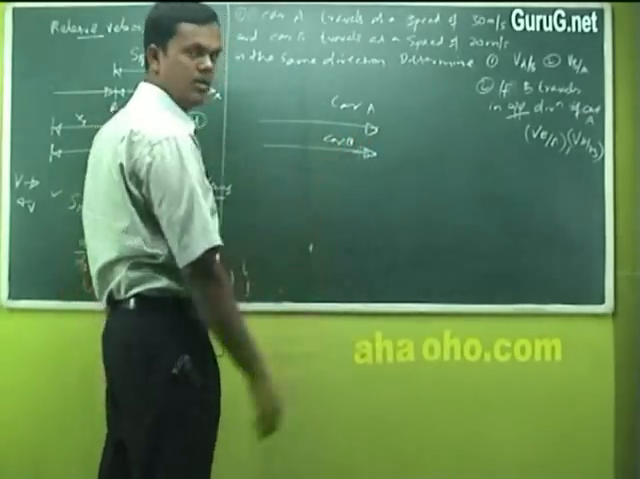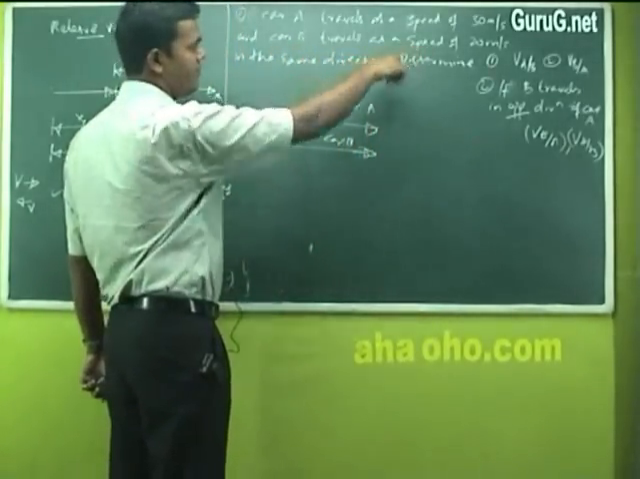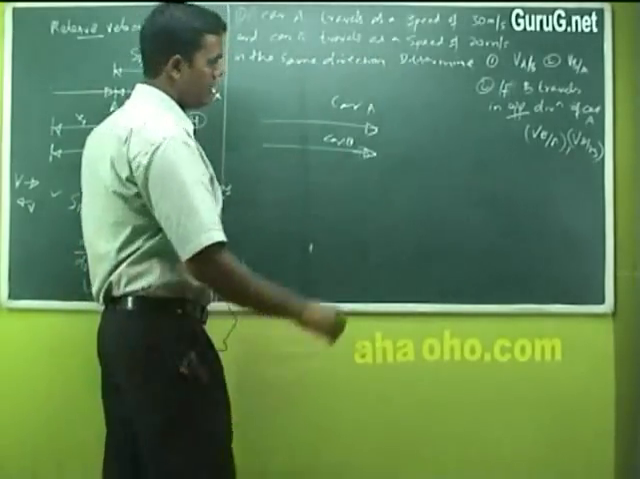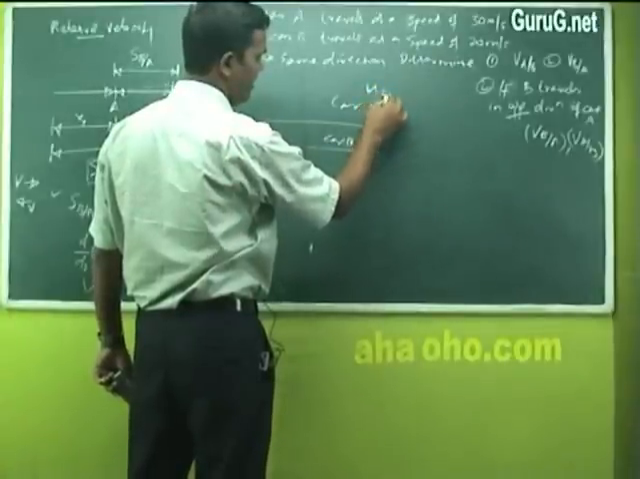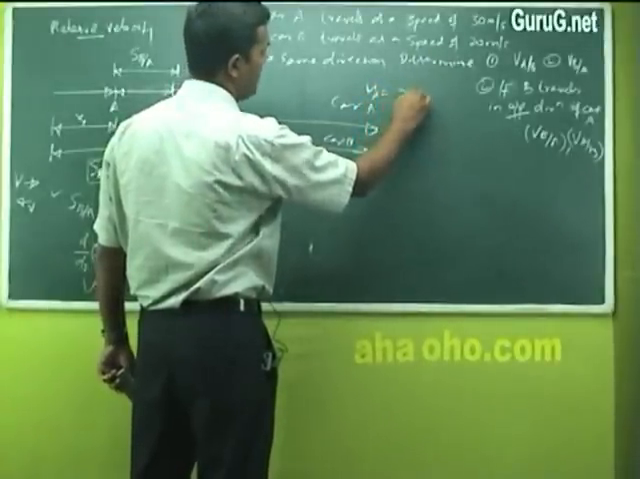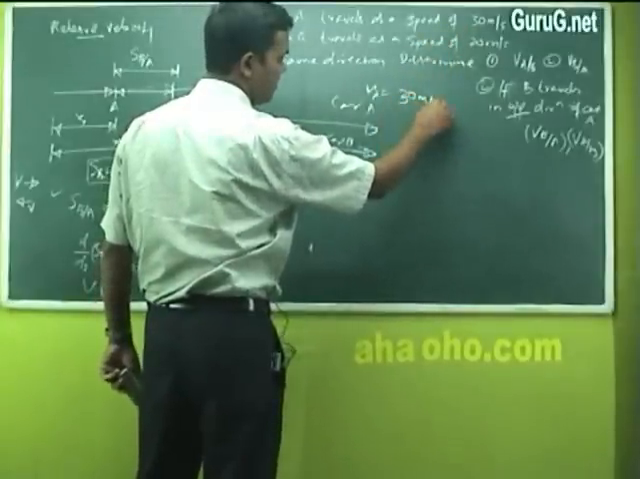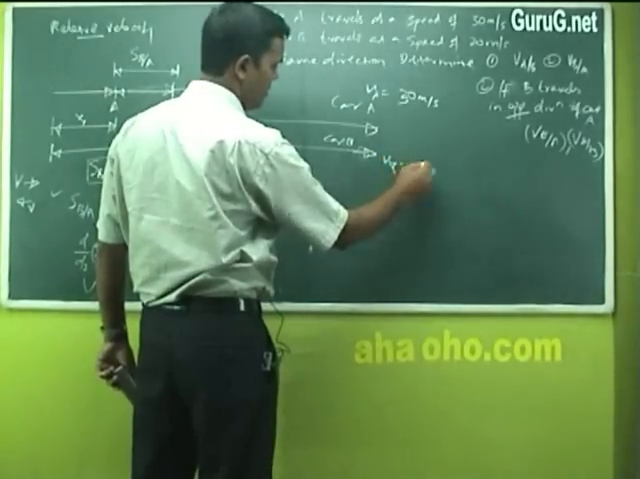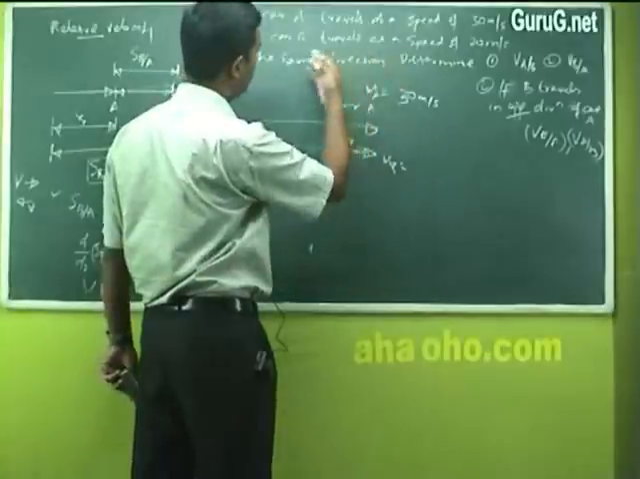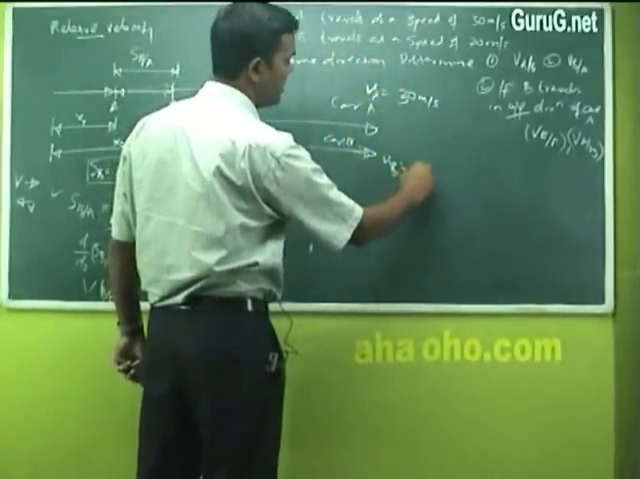Car B. What is the value given here? It travels at a speed of 20 meter per second. Right? What is this 20 meter per second? U of A is 20 meter per second. 30 meter per second. Right? And that of B, this is the velocity only, is 20 meter per second.